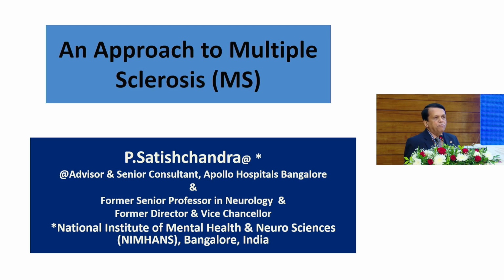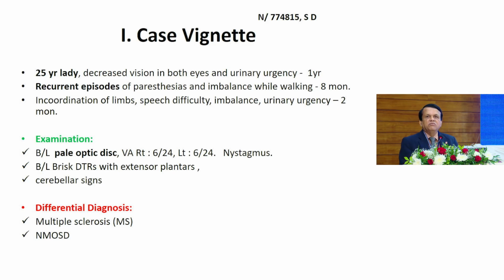Talk on an approach to the problem of multiple sclerosis. I'll start with a case vignette. A patient, aged about 25, a lady, presented with decreased vision in both eyes and urinary urgency.